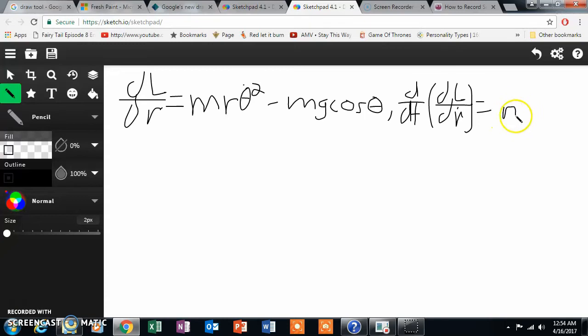Next piece of the equation is finding d dt of del L del r dot. And that is equal to m r double dot. And so, since we have both sides of the equation, we can write mr theta dot squared minus mg cosine theta minus m r double dot plus lambda times 1 is equal to 0.